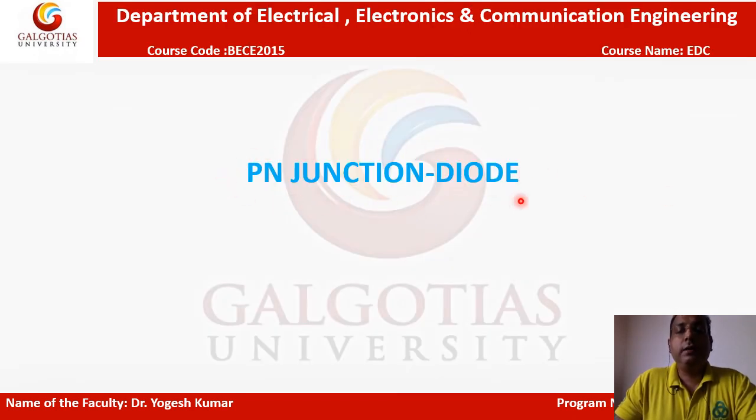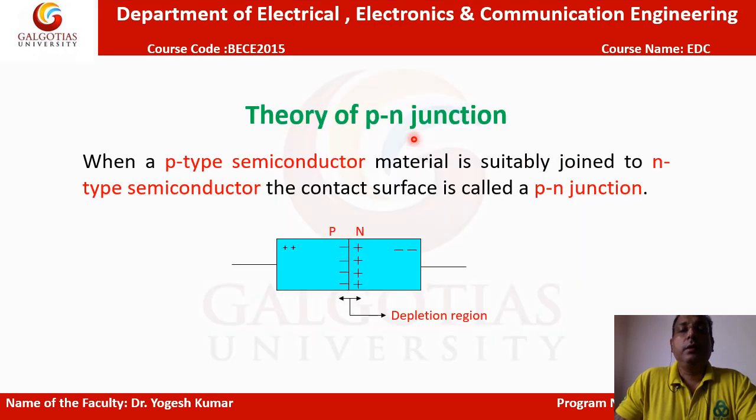In this we will discuss what a p-n junction diode is, how we can make a p-n junction diode, what is the working, what are the forward bias properties, what are the reverse bias properties, as well as some ideal conditions. Now let's have the theory of the p-n junction diode.